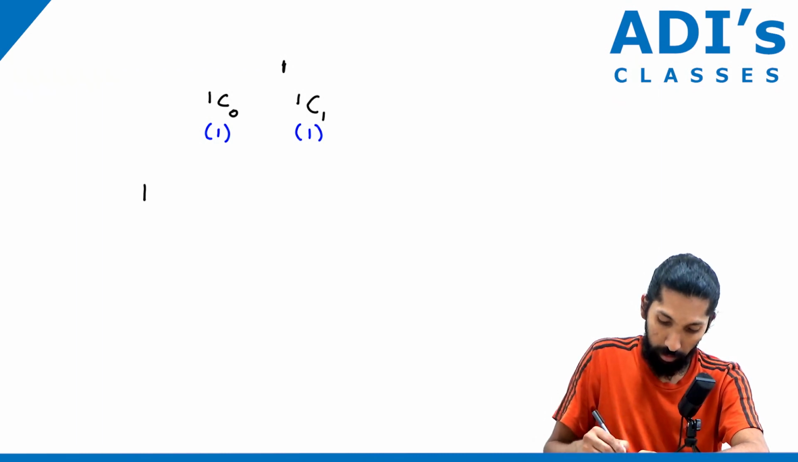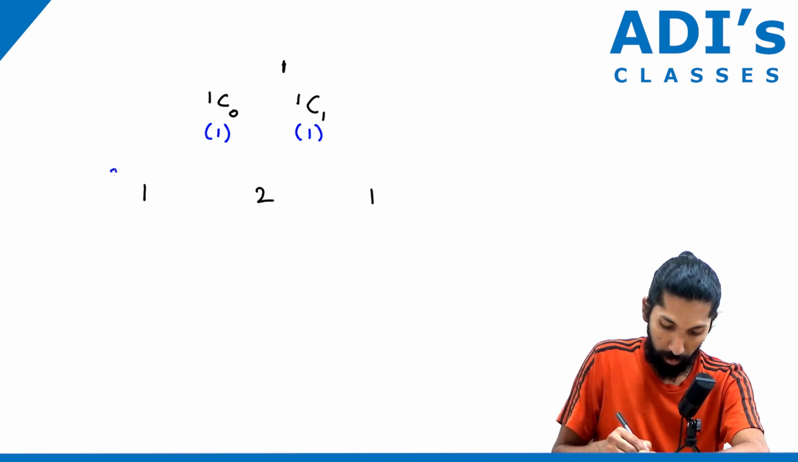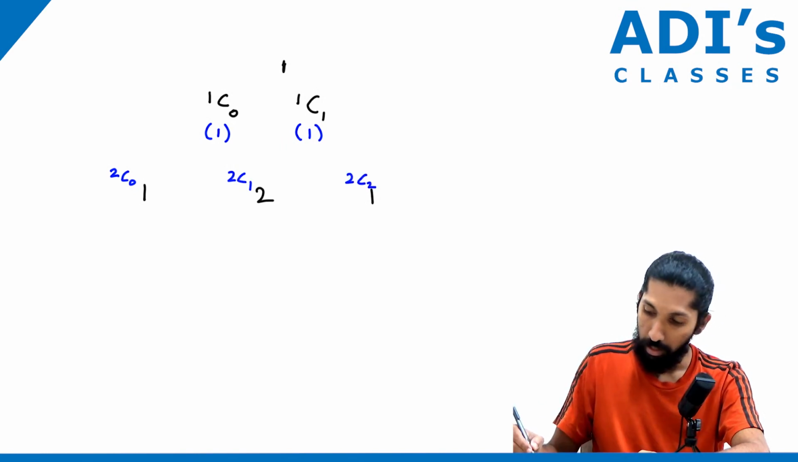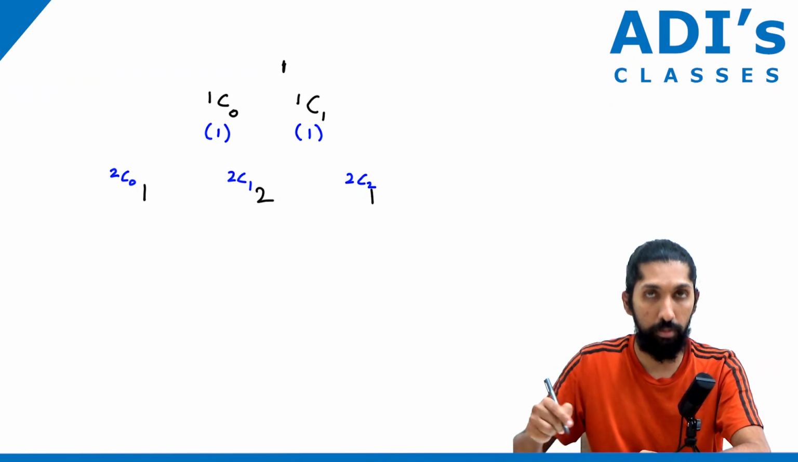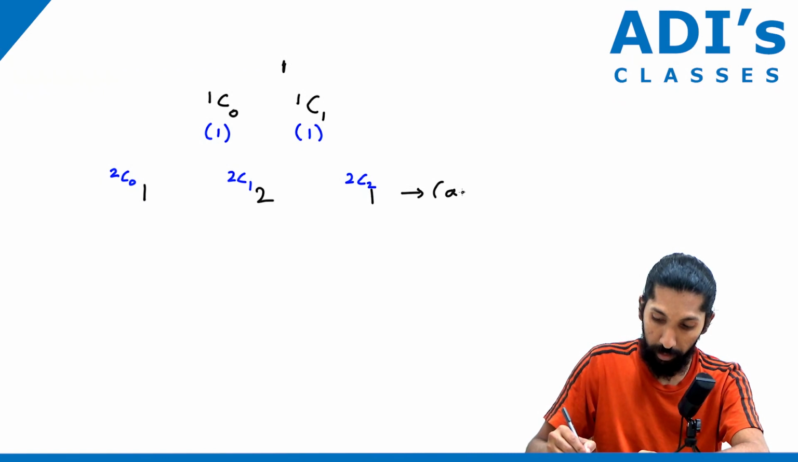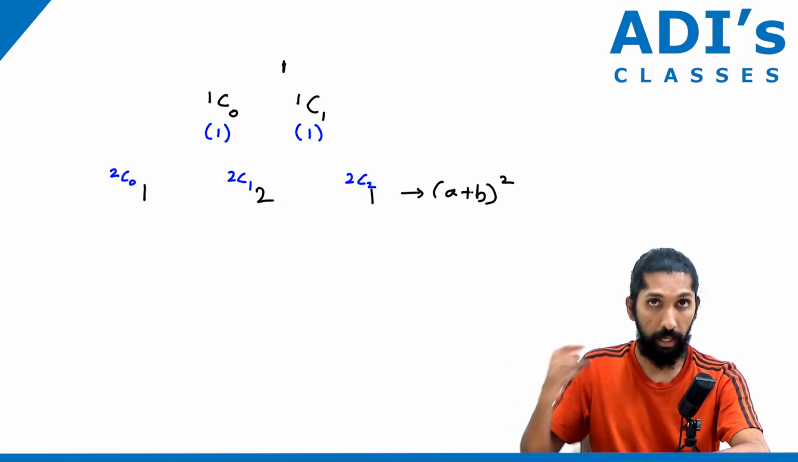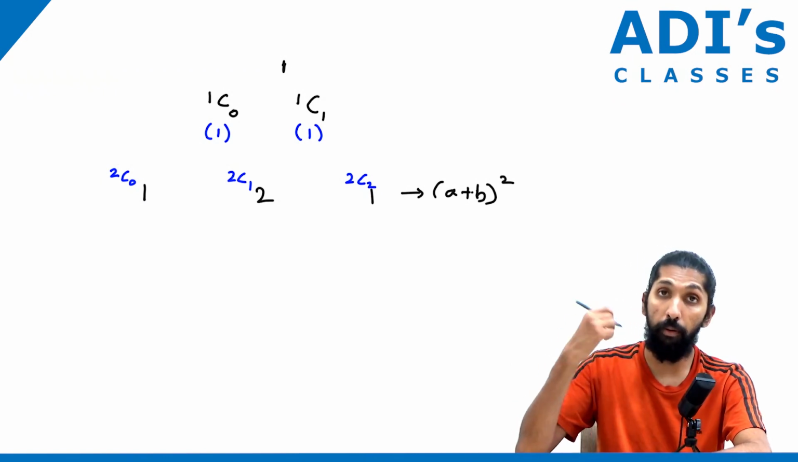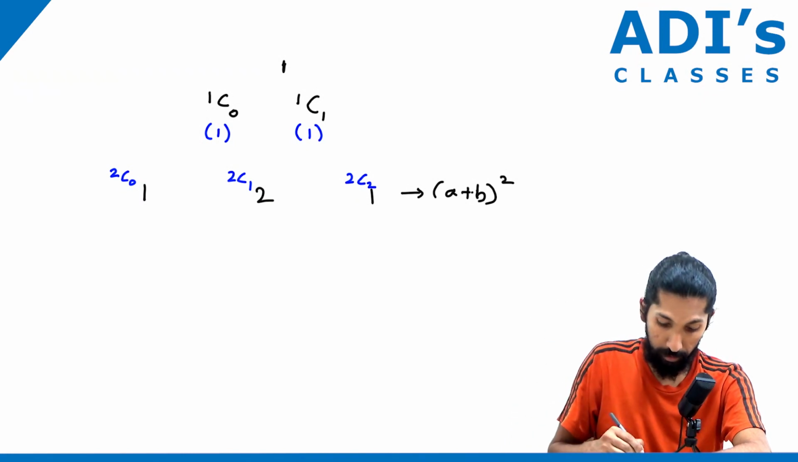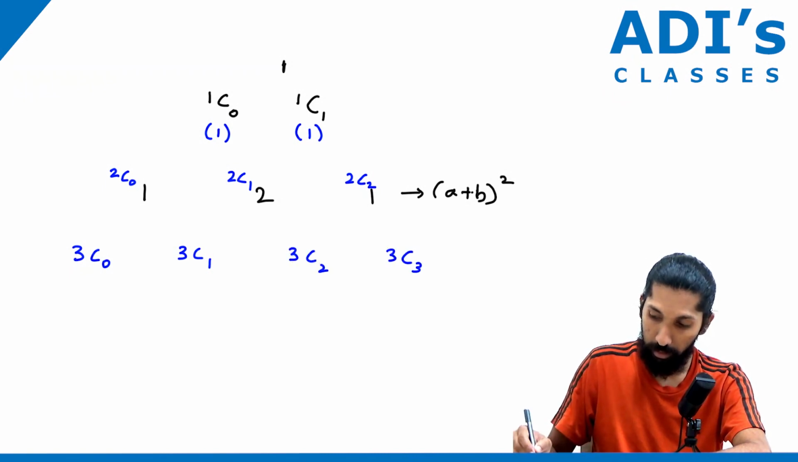What was the next one? 1, 2, 1. Correct? Now we can write this as 2C0, 2C1, 2C2. Now my next question is, why are we taking 2C0? Why do we have the 2? Because what is the power here? (a + b) whole square, right? See the power? 2. What is the next one? (a + b) whole cube. So when you have a power of 3, we start by taking 3C0, 3C1, 3C2, 3C3.